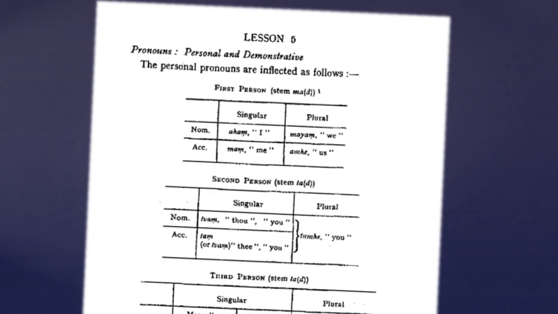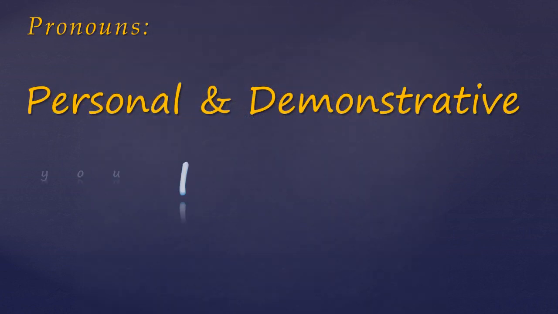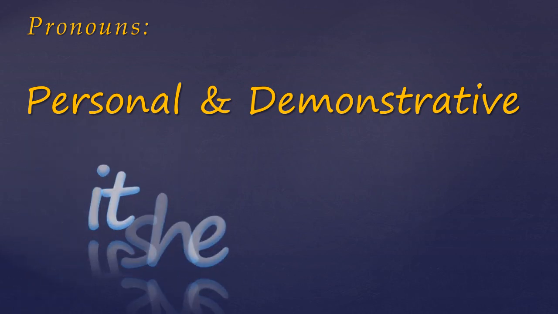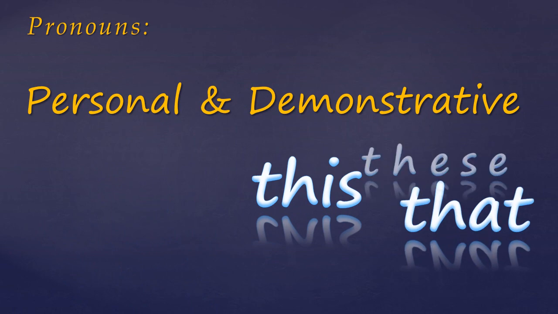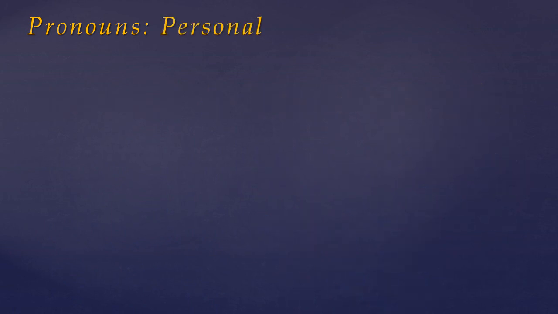In Lesson 5, Warder begins to look at pronouns. There are many different types of pronoun, and we begin by looking at two. Personal pronouns, words like I, you, he, she, it, and demonstrative pronouns, words like this, that, these and those. So let's start with personal pronouns first.